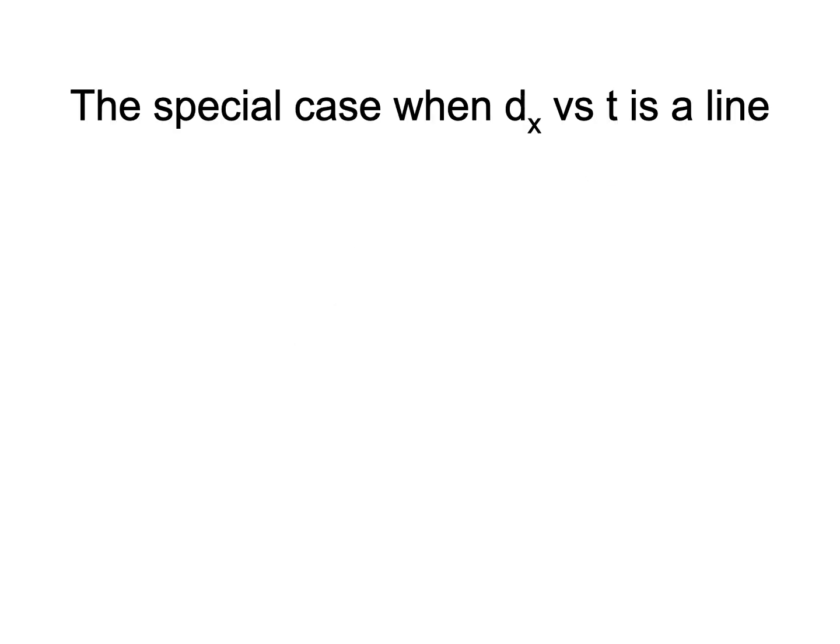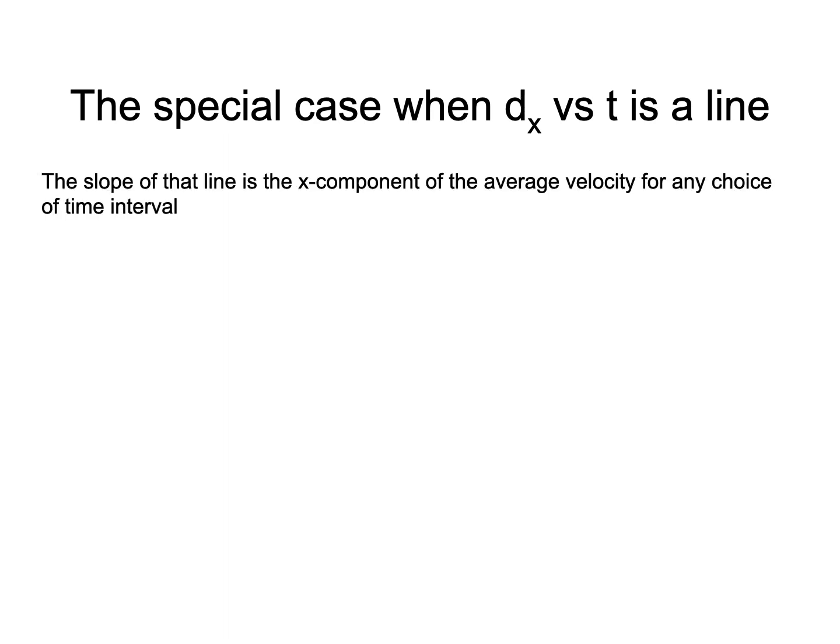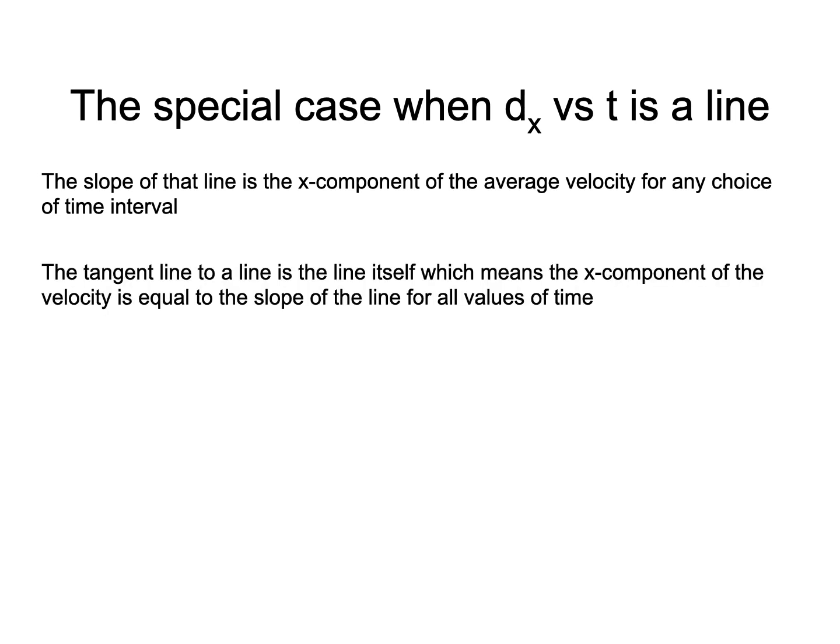Let us look at a special case for the relationship between dx and time, a linear relationship. Evaluating the slope of the line gives us the value of the x component of the average velocity. Since we are working with a line, any time interval will give the same result. This result will be the same if we let delta t become infinitely small, so the x component of the velocity is also equal to the slope of the line for all values of time. In summary, for this special case, the x component of the average velocity and of the velocity are constant and equal to the slope of the line.